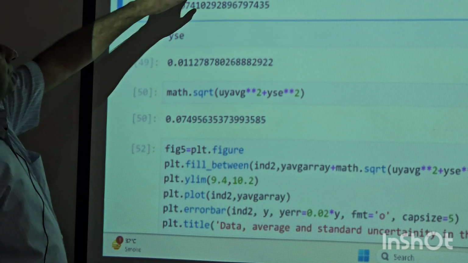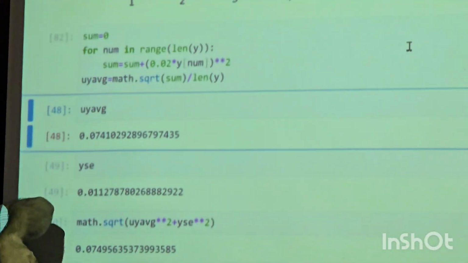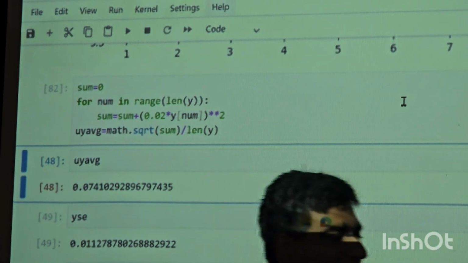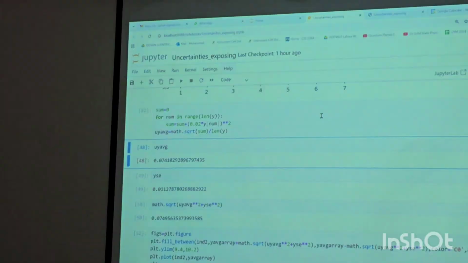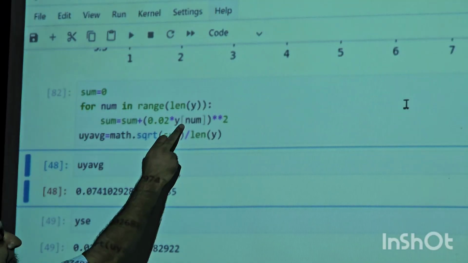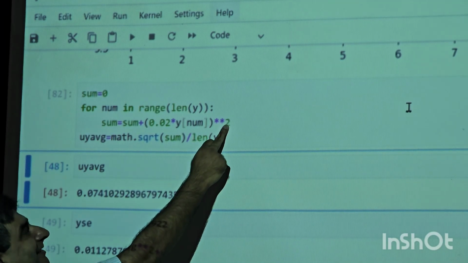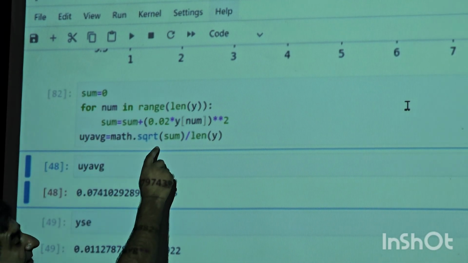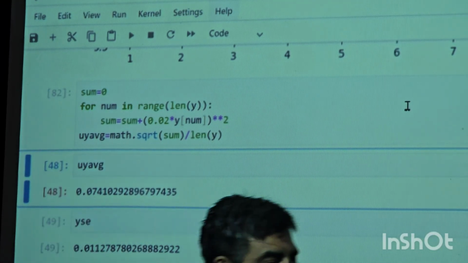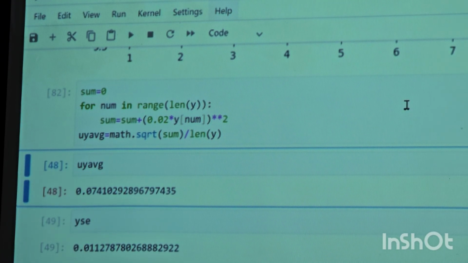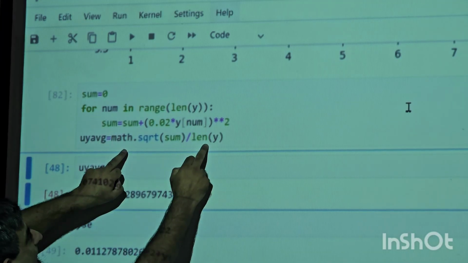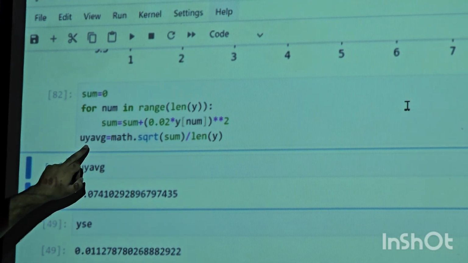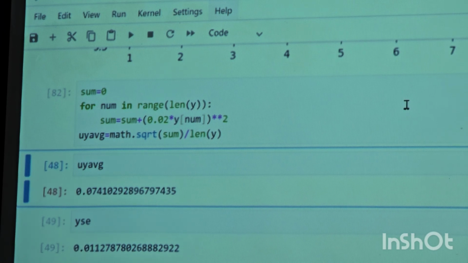So if you look at this piece of code, each of my u_y_i is 2% of that y. So I have 2% of that y, I square it, add it to the previous value. When I've taken the sum, I take the square root and divide by n. So here I take the square root of this sum and divide by the length of it. This gives me the uncertainty in the average value of y due to the type B uncertainties. Finally, and this is 0.07.